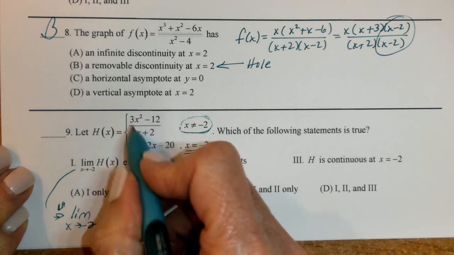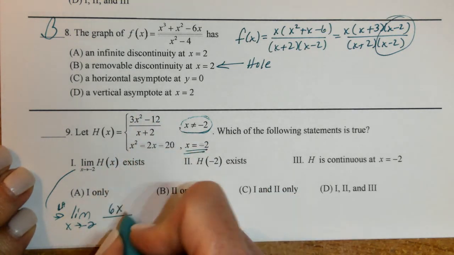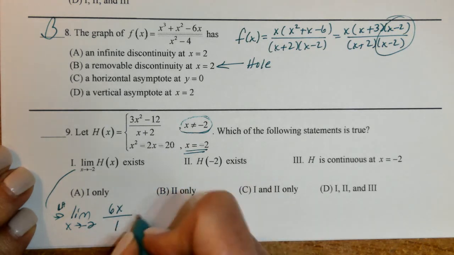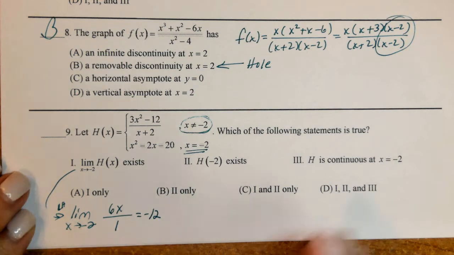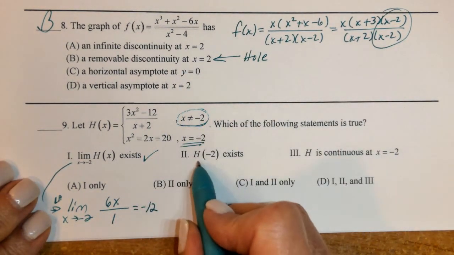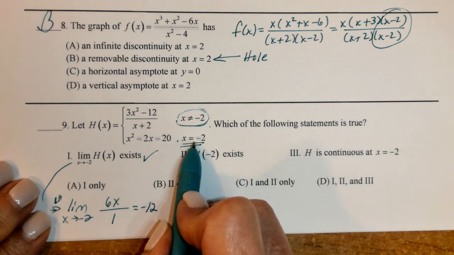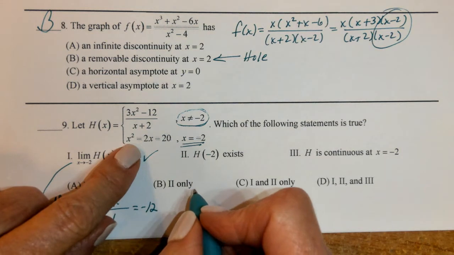the derivative of the numerator is 6x. The derivative of the denominator is 1. Now put negative 2 in, and yes, it does exist, and we have negative 12 for our answer. H of negative 2 is just right here. I just need to put negative 2 in for x. I know that that's going to exist.